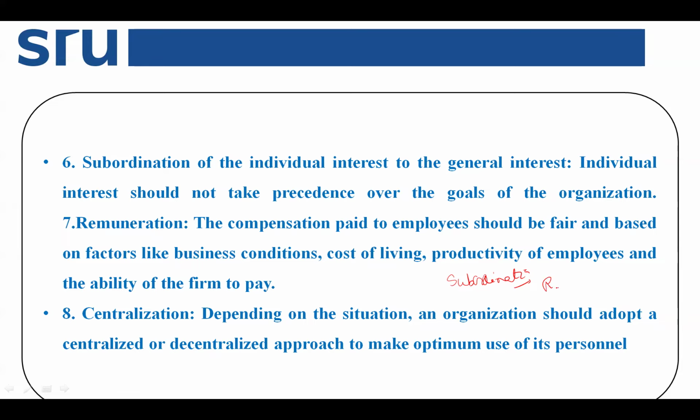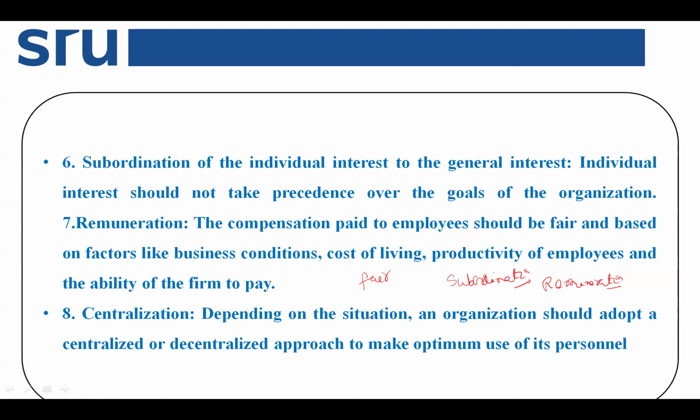Remuneration is very much important. The compensation paid to employees should be fair and based on factors like business conditions, cost of living at the present time, the productivity of employees, how they are working, and the ability of the farm to pay. The farm's ability to pay is very much important. So it should be fair, with no partiality and no bias, and based on factors like business condition and cost of living.